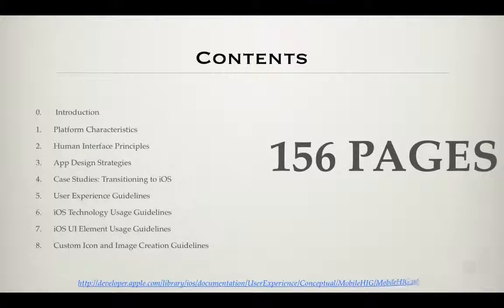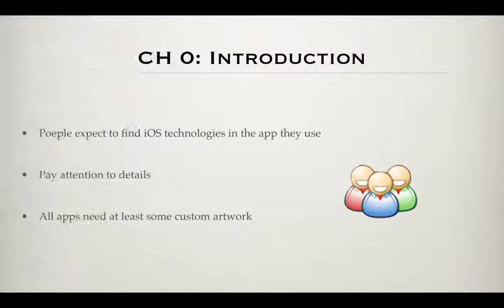So let's go to chapter 0. Chapter 0 has 3 points. The first bullet says people expect to find iOS technologies in the apps they use. So when you create an application, you have to consider adding some iOS features and technologies like multi-touch, the different gestures, like the notification center, anything that has to do with iOS.